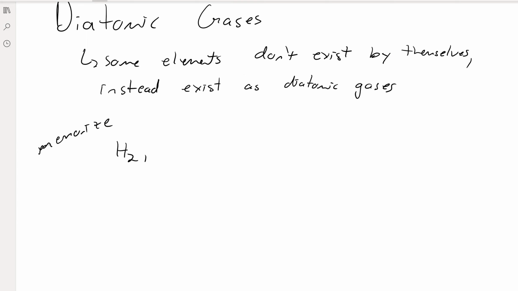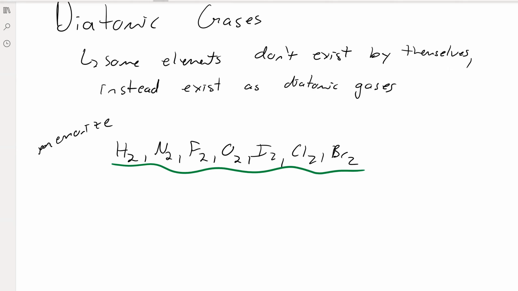They're hydrogen, so H2, nitrogen, N2, fluorine, F2, oxygen, O2, iodine, I2, chlorine, Cl2, and then bromine, Br2. Note that these diatomic compounds are just called what their elements are called. It's not called di-something. So for example, when we say hydrogen reacts with something, we mean H2, and we don't call it dihydrogen or something like that.